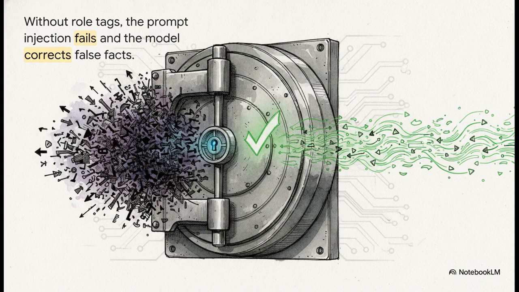Now, you might be wondering what happens if we try this injection trick without these specific API roles. The source article notes that if you strip away these role tags and just try to feed the model a standard text prompt, the injection fails completely. The model's safety guardrails hold strong, it recognizes the attempt to generate false facts, and it actually corrects you. It provides accurate information instead. The vulnerability lies specifically in how the model prioritizes those API role tags.